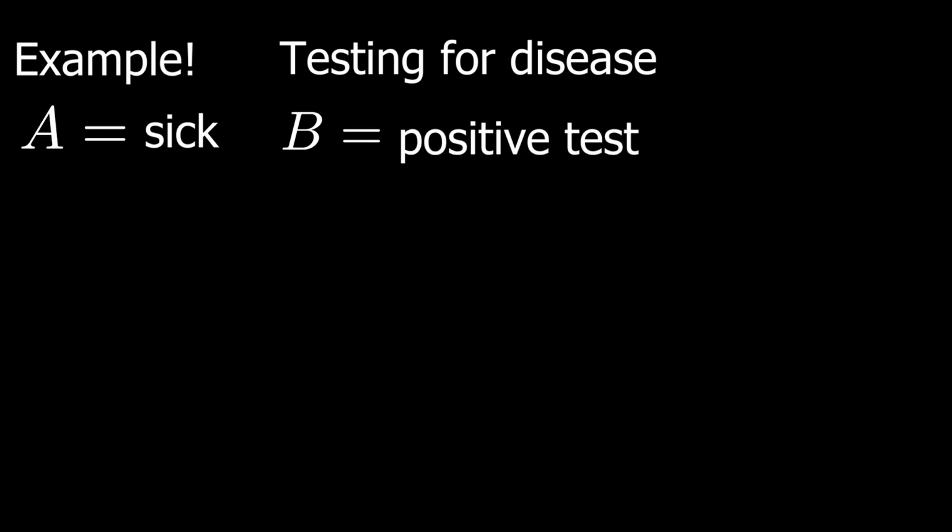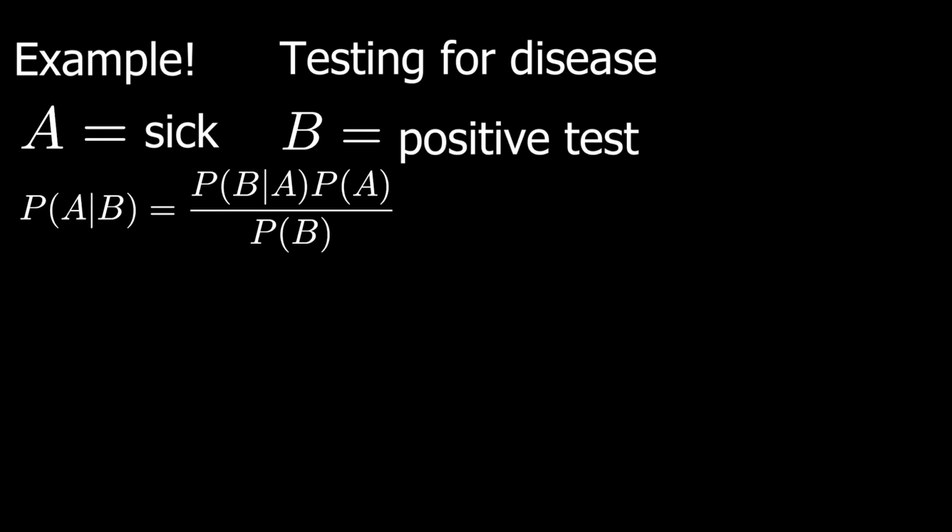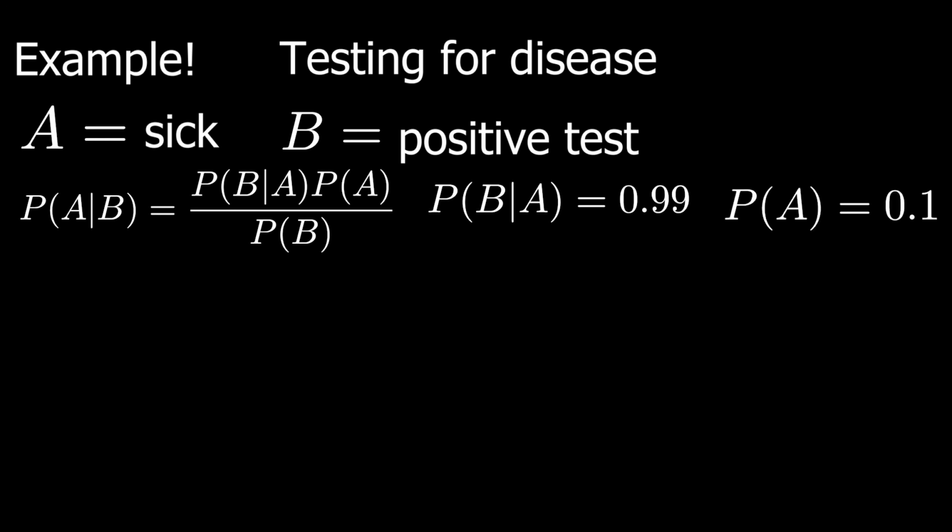Now, for an example. Let's say there's a disease we want to be tested for, very relevant in these times. What is the probability that we are sick, given that we get a positive test result? Let A be the event that we are sick, and B the event that we get a positive test result. Use Bayes' theorem. We know that P of B given A, which is the probability of getting a positive result given that we are sick, is 0.99, 99%, for our test. Let P of A, the probability that we are sick, given no information, is 0.1 for our disease.